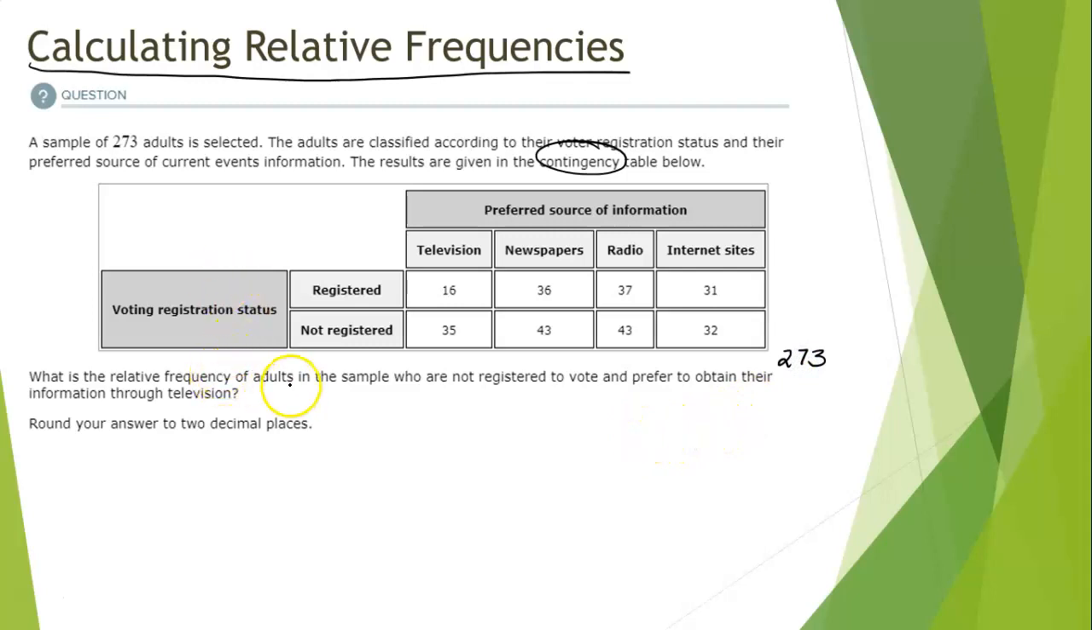It says, what is the relative frequency of adults in the sample who are not registered to vote? So we're looking at people who are not registered and prefer to obtain their information through television. When they tell us to find the relative frequency, what they're asking us to do is find a percentage. So just like we're doing before, it's 35 out of the total. So it's 35 out of 273. We divide that, we get 0.128. If I round that to 2 decimal places, it doesn't ask for the percent. That's 0.13, and we're done there.